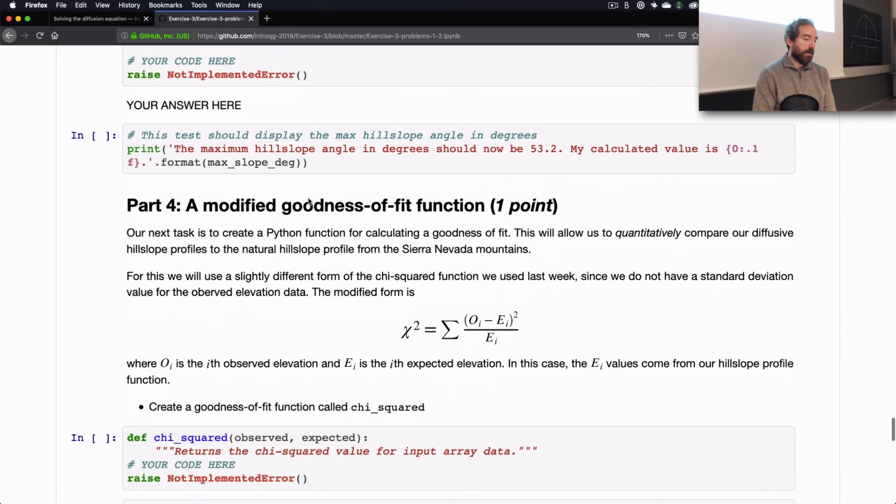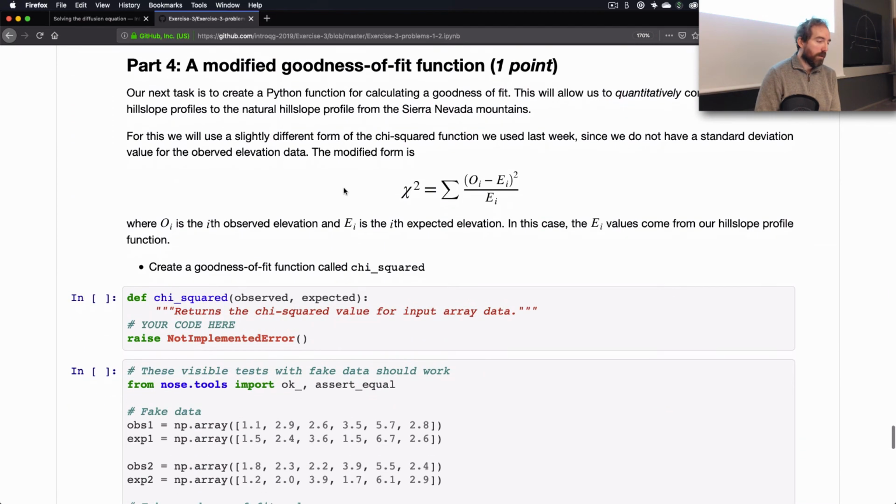And then after that, it's time to make one more function. This should look somewhat familiar. This is a version similar to our chi-squared function that we dealt with earlier. The thing is, we don't have standard deviation for the elevations here, so we're going to deal with a different version of the chi-squared value where all we're going to do is divide by the expected value on the bottom rather than standard deviation. And you'll note also that this is not squared on the bottom as it was when we dealt with standard deviation.